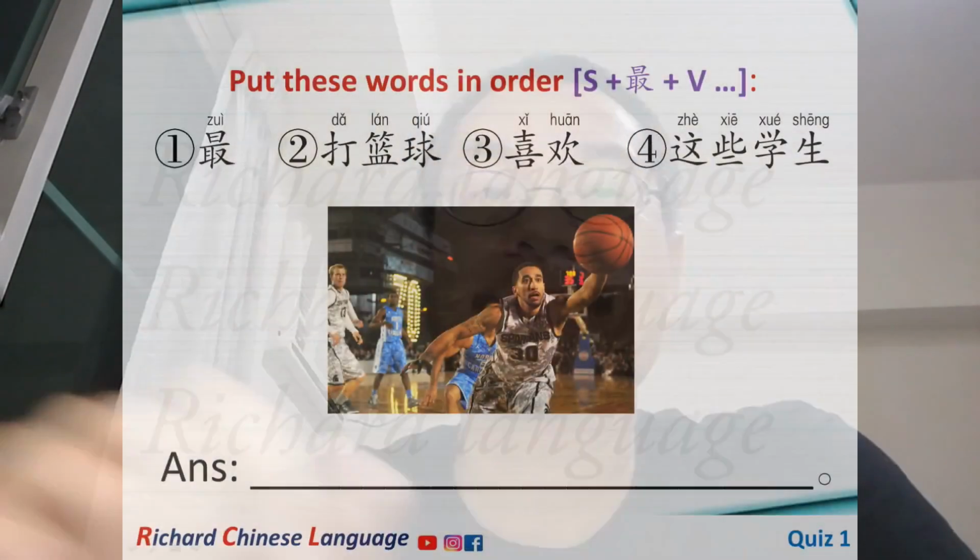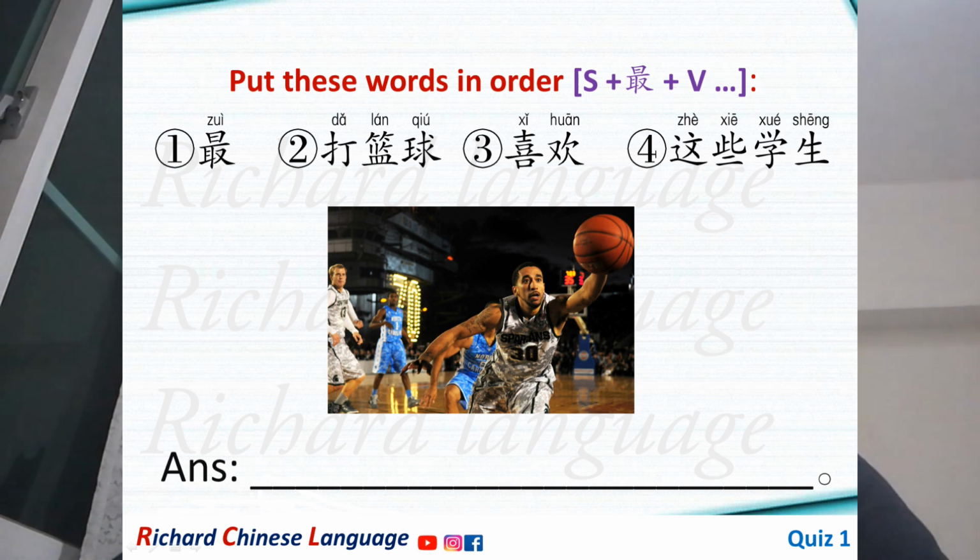Let me give you some example sentences. And please put these words in order. 一, 最. 二, 打篮球。三, 喜欢。四, 这些学生。Okay, I'll give you 5 seconds to think about the order.